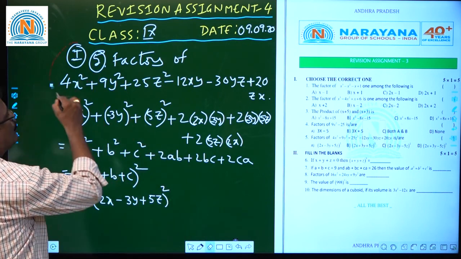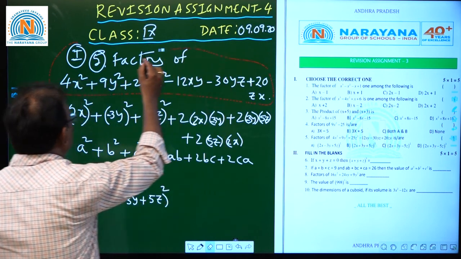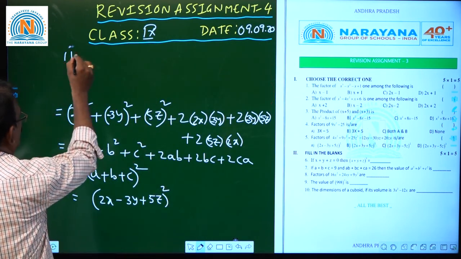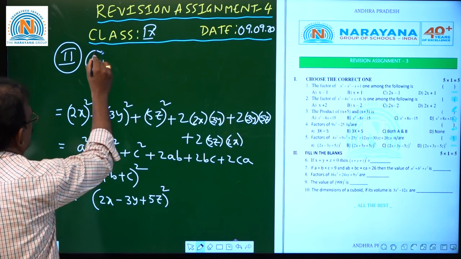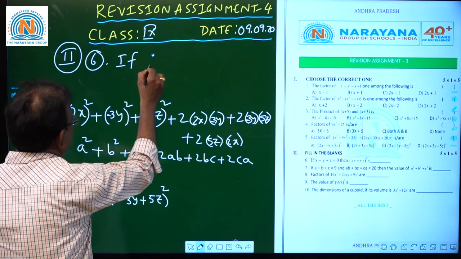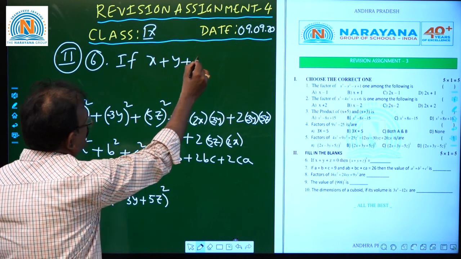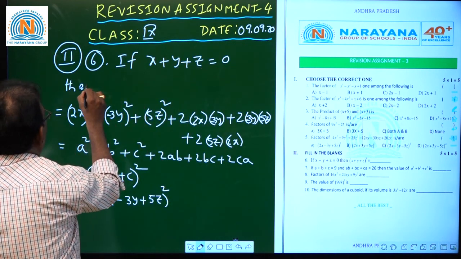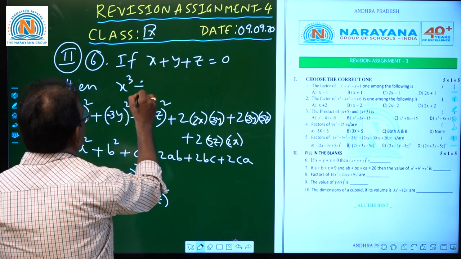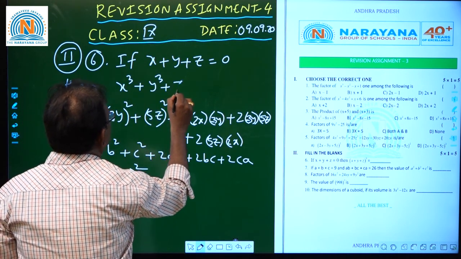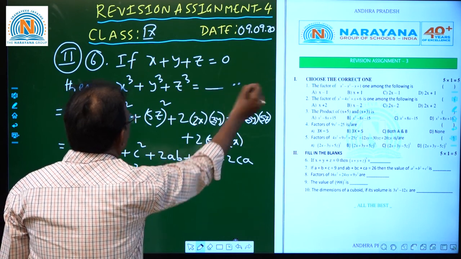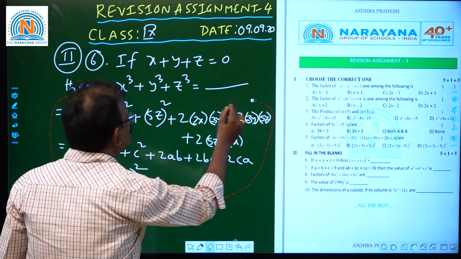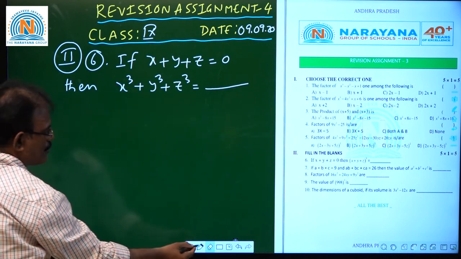So come back to the second Roman. Question number 6. If x plus y plus z is equal to 0, then what is the value of x cube plus y cube plus z cube? This is our next question, children.